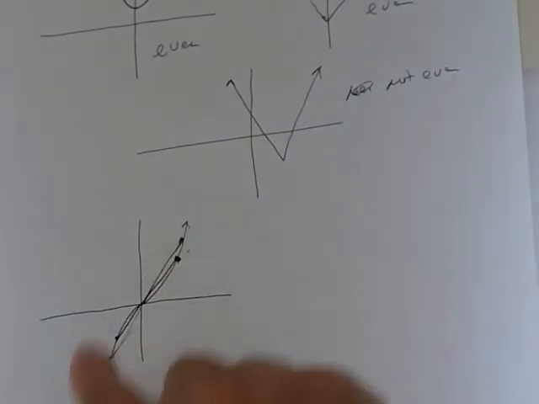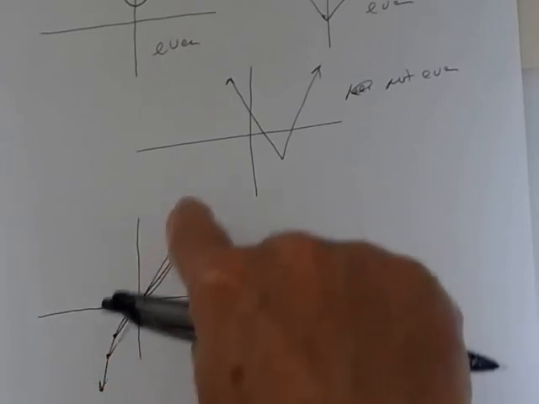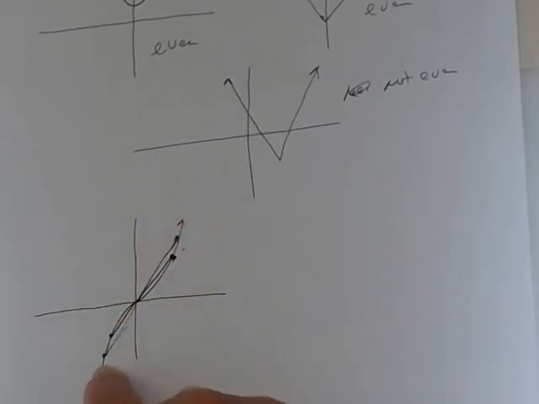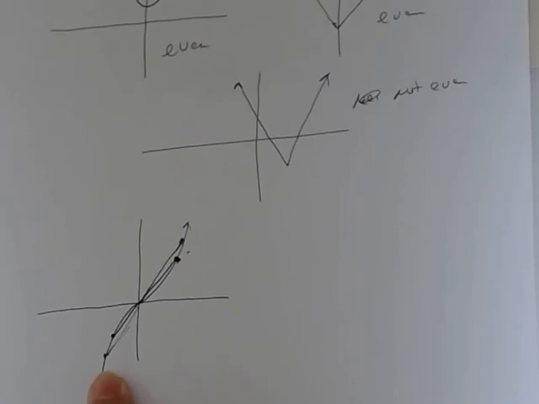Just kind of look at those distances. This distance and this distance, do you get the same point? Do you get a point in the graph? From here to here, do I get a point in the graph? And yes, I do. Okay, so that's an odd function.